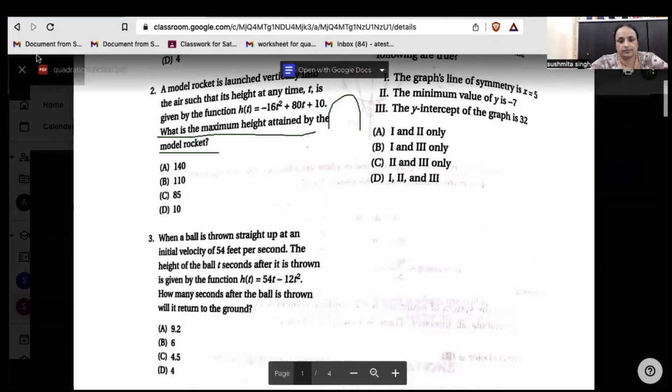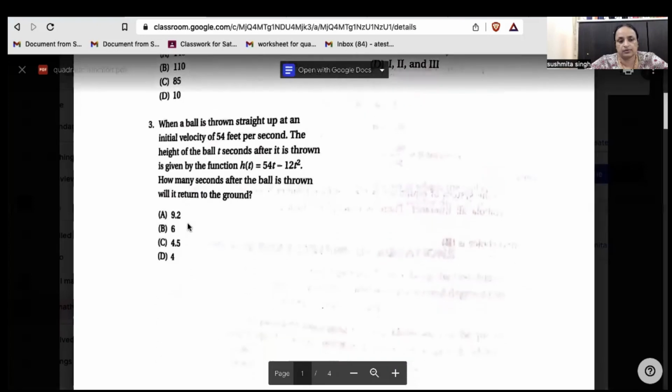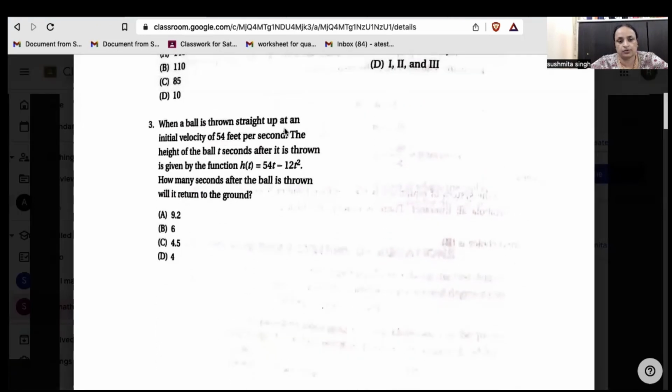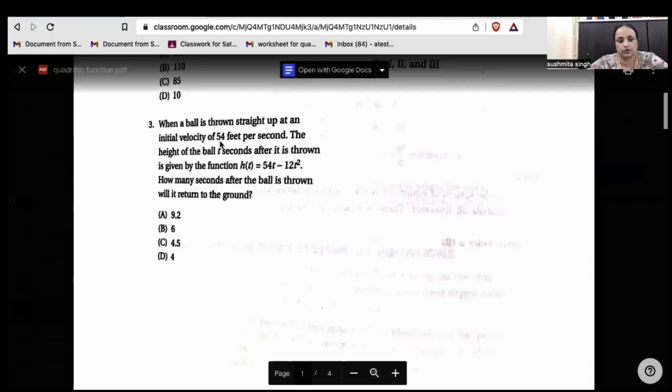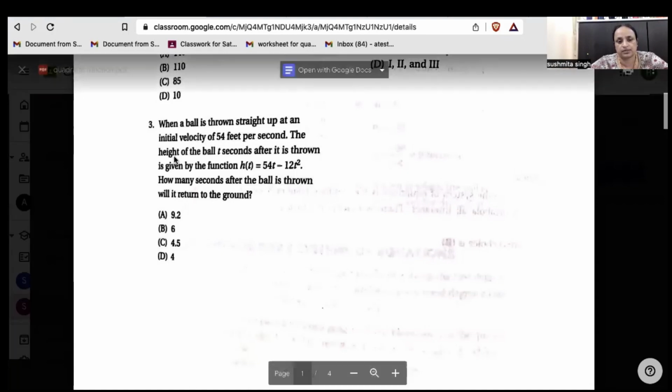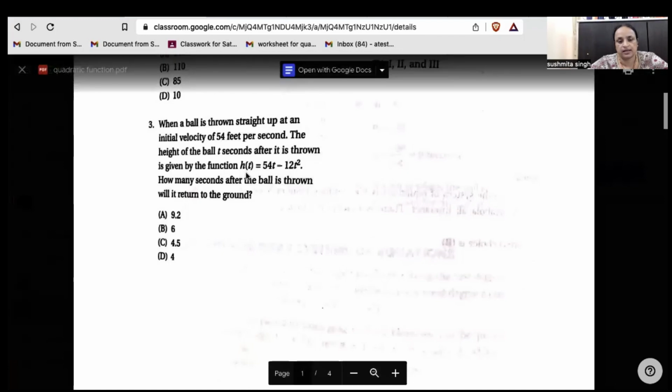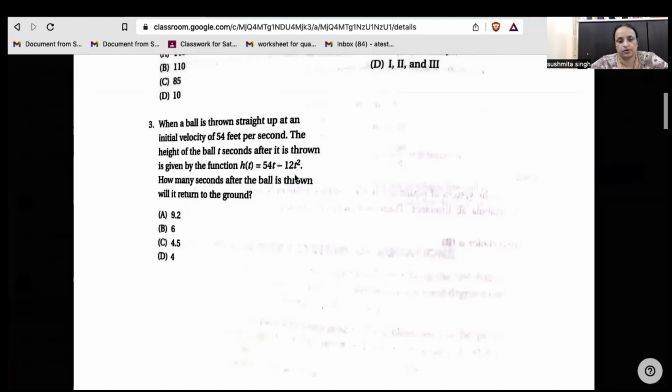Now similarly, we'll go to the next question. When a ball is thrown straight up at an initial velocity of 54 feet per second, the height of the ball t seconds after it is thrown is given by h(t) = 54t - 12t². How many seconds after the ball is thrown will it return to the ground? So when height is 0.